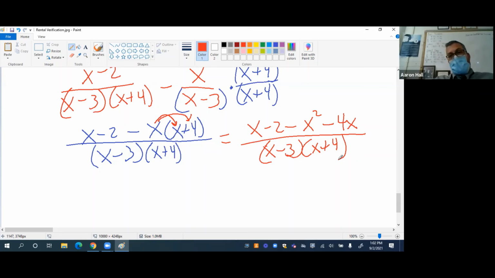Now is there anything else I can do? What are terms here that can be combined? So how many x's do I have? Negative 3x. And I'm going to write this in descending order of exponents, because that's standard form. So I have negative x squared, minus 3x, minus 2.